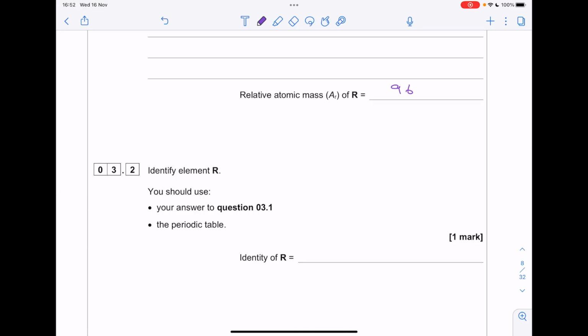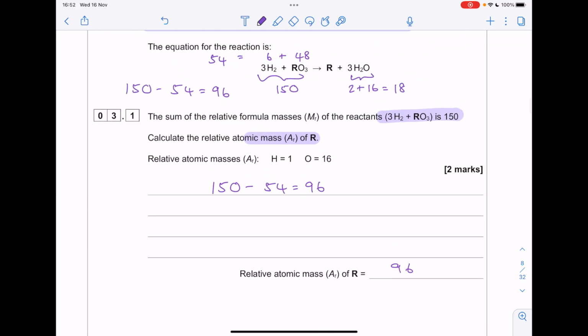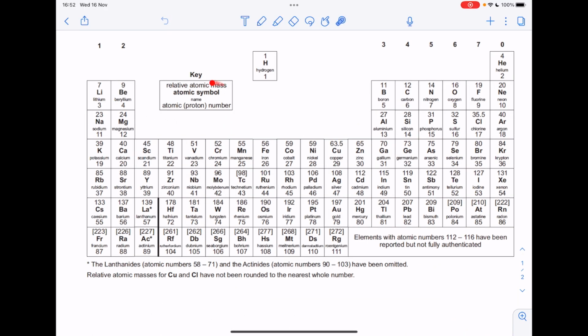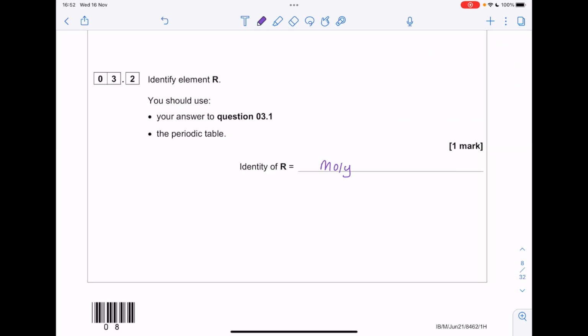Identify element R. You should use your answer in 3.1 and the periodic table. So we know its mass is 96. Let's make sure we're looking at the top number. We're looking for 96. It's molybdenum.